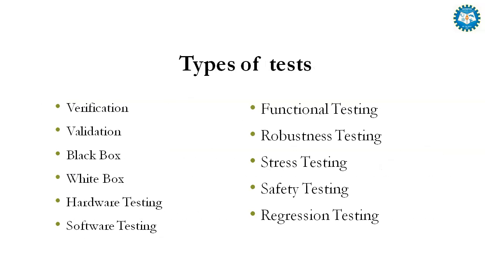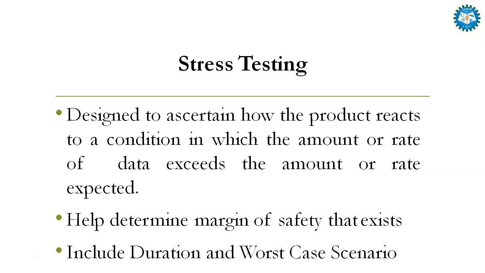So types of test: verification testing, validation testing, black box testing, white box testing, hardware testing, and software testing. Also functional testing, robustness testing, stress testing, safety testing, regression testing. First, stress testing is designed to ascertain how the product reacts to a condition in which the amount or rate of data exceeds the amount or rate expected. It helps determine the margin of safety that exists, including duration and worst case scenario.